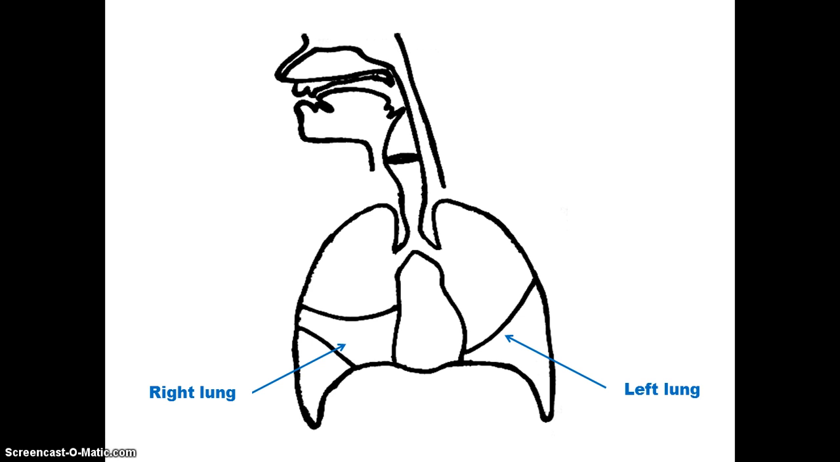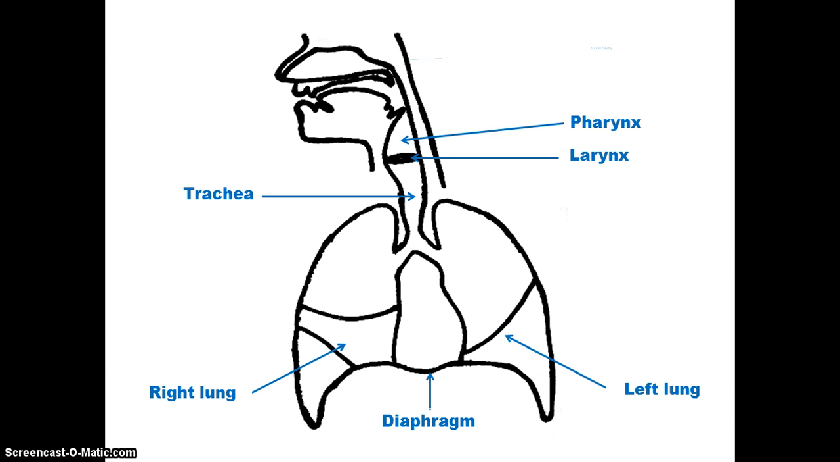The major vocal organs consist of the lungs, the left lung and the right lung, the diaphragm, the trachea, the larynx, the pharynx, the nasal cavity, and the oral cavity.